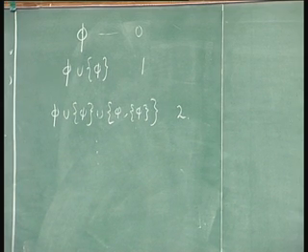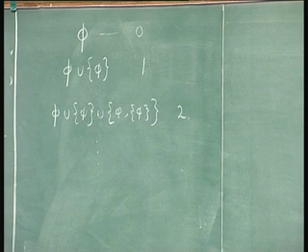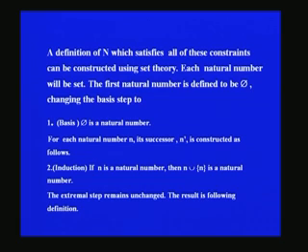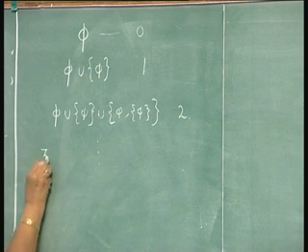If you make use of this definition, we can define like this. Phi is a natural number. For each natural number n, its successor n dash is constructed as follows. If n is a natural number, then n union {n} denotes n dash, which is the successor of n. Okay. So, if you define like that, what will be 3?